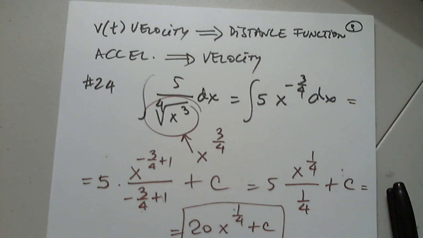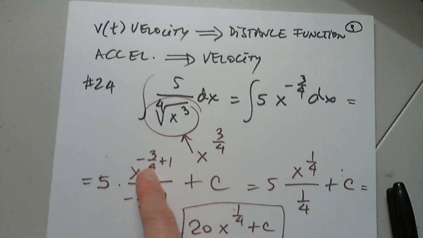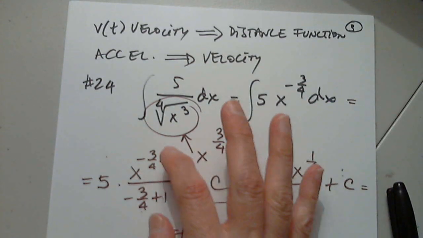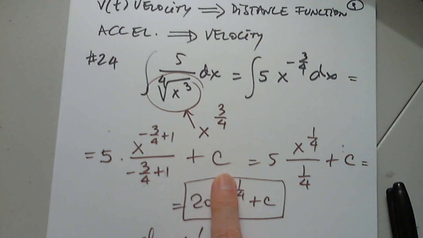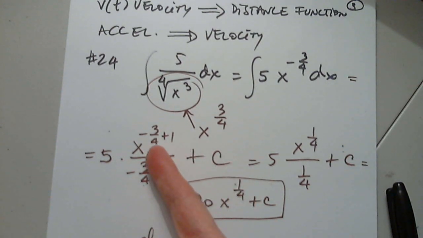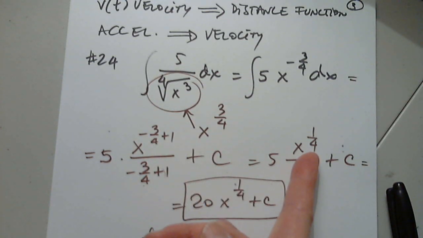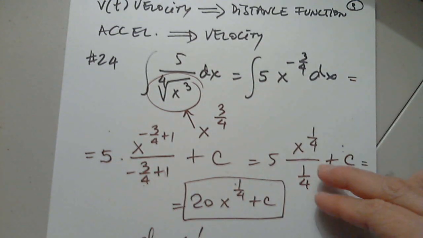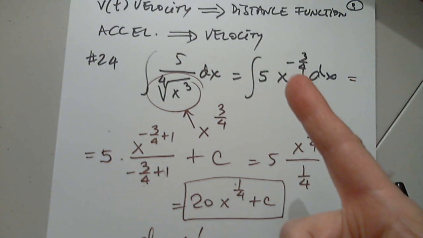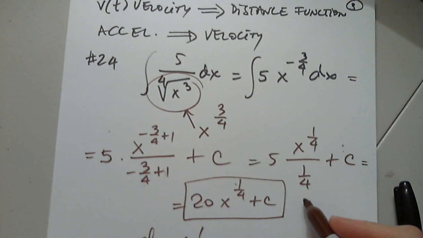Then I apply the rule that says the integral of x to negative 3/4, copy the power, add 1 to it, and then divide by exactly the same number, plus a constant c. When I calculate 1 minus 3/4, it's $1 minus 75 cents, it's a quarter. 1 minus 3/4 is a quarter. So this has to be the same. Since I'm dividing by a fraction, I have to flip it. 5 times 4 is 20, x to 1/4 plus a constant c. And this is done. This is it.